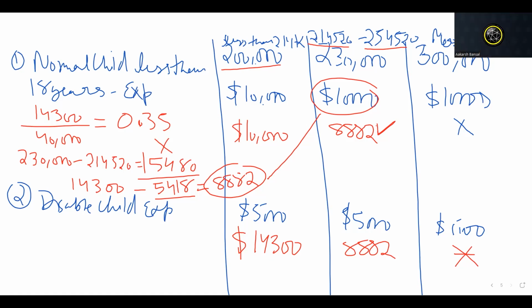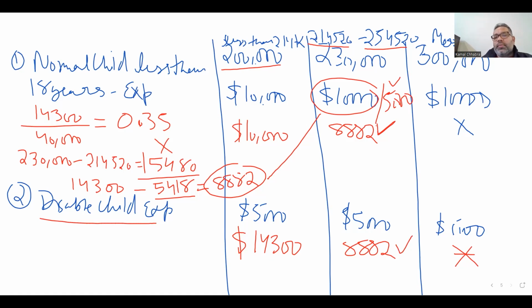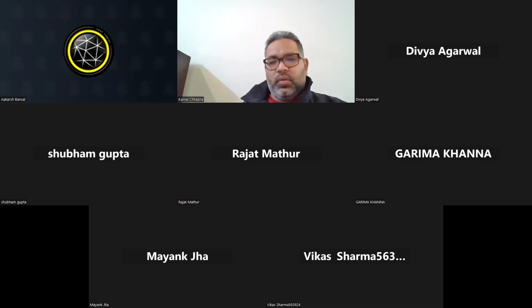So for example, if here the expenditure was 5,000, then you would have chosen this 5,000. But in the case of disabled, you will choose the higher amount, whichever is higher. So that is the difference in both scenarios. Make sense? Okay, so let's go back to the notes.